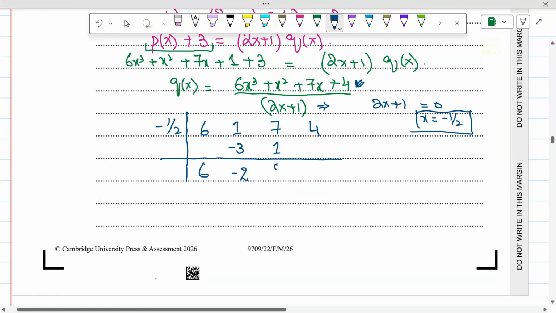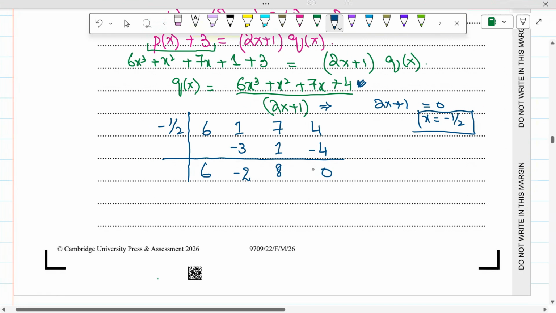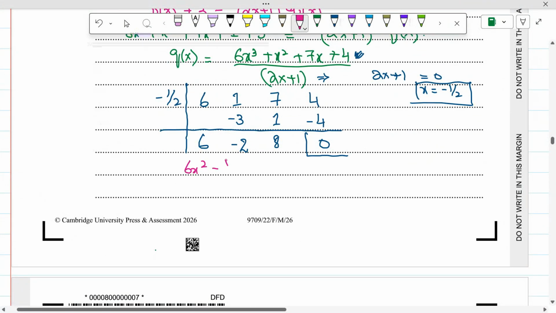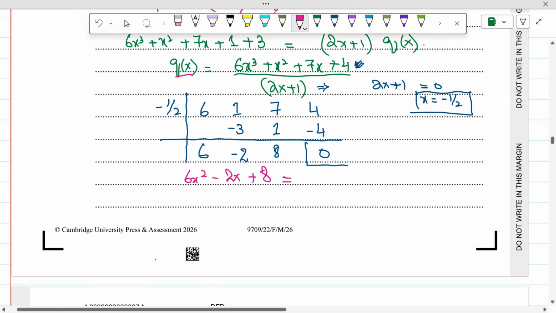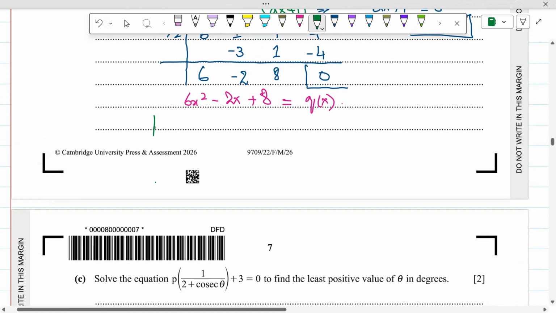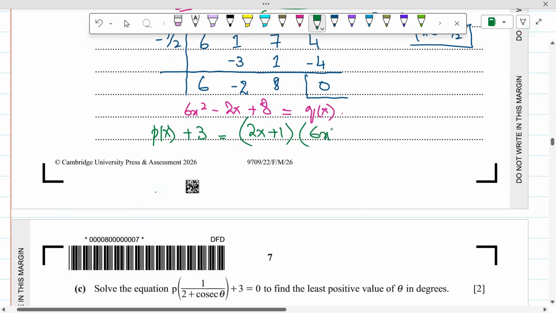Adding 7 and 1, we get 8. Now negative half times 8 is negative 4. Adding 4 and negative 4, we get 0. So the remaining factor is 6x² − 2x + 8, which is q of x. So we can say that p of x + 3 is equal to (2x + 1) times q of x, which is 6x² − 2x + 8.